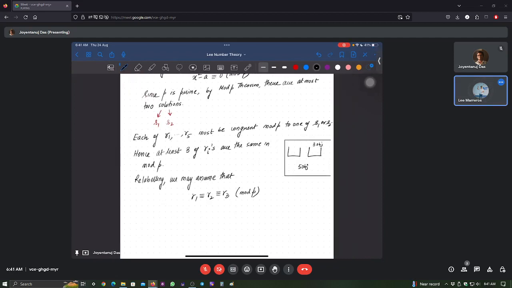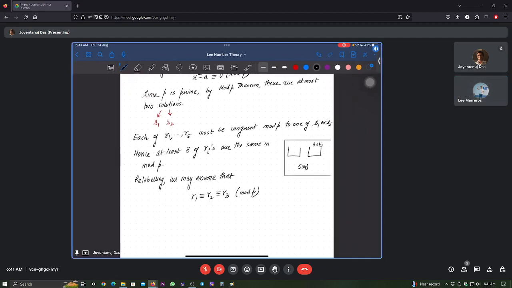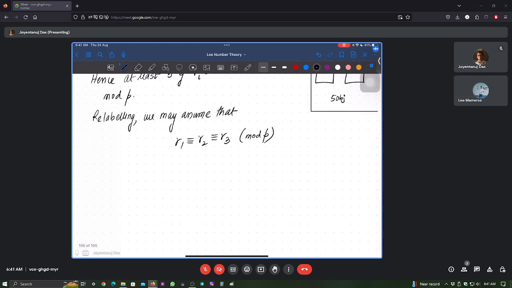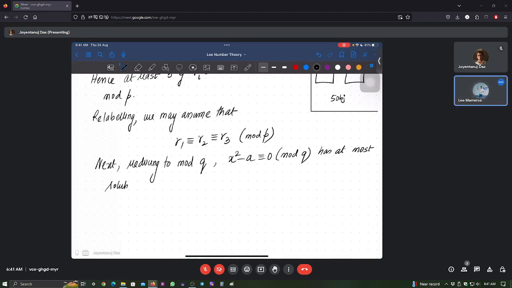Fine. Okay. So now we do the same thing for mod Q. Same idea. Next, reducing to mod Q. We know that x square minus a is congruent to 0 mod Q. This has at most two solutions because Q is prime. Same thing as P. So suppose there are T1 and T2.